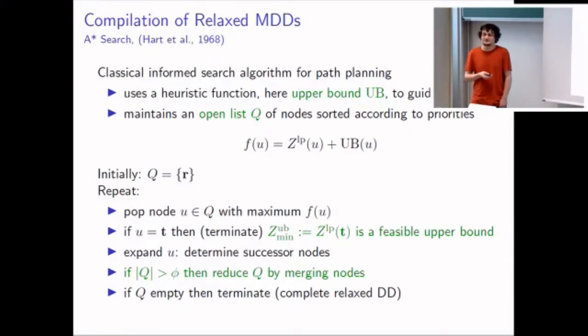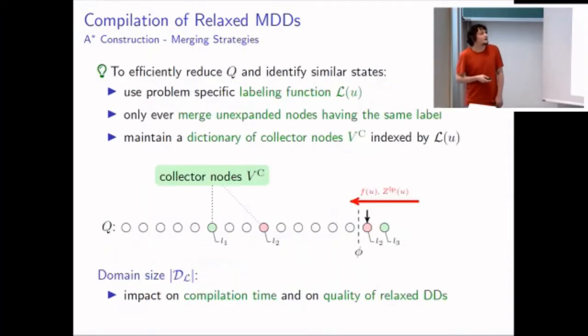And if we're just interested in an upper bound, then we can terminate at this point. However, if we want to compile a complete relaxed decision diagram, then we have to continue the compilation process until the open list gets empty.